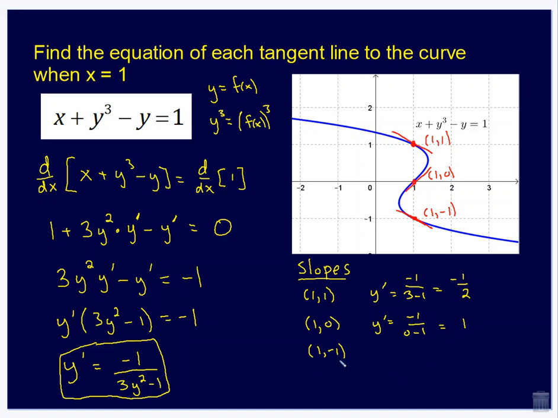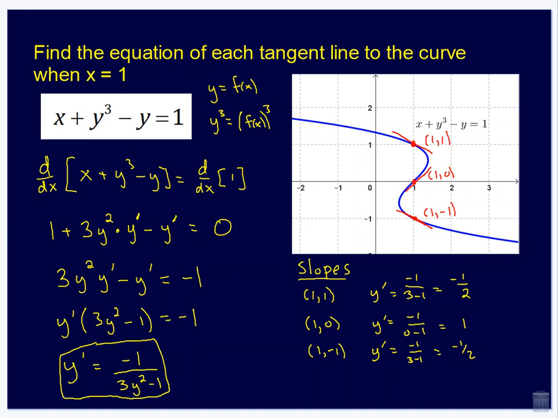And if I'm at the point (1, -1), quick look at that derivative and notice that the only y in here is squared, so this is going to produce the same exact result as the (1, 1). So y prime is negative 1 over 3 minus 1, and that is going to be negative a half. First thing I'm going to check is that do the positives and negatives of slopes seem to agree with the drawing, and it definitely does. And so what's left for us to do is write the equations of the tangent lines.